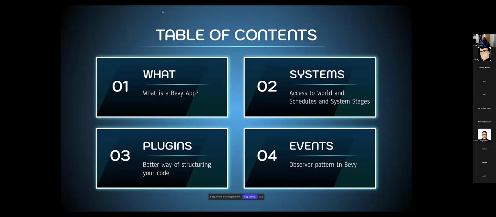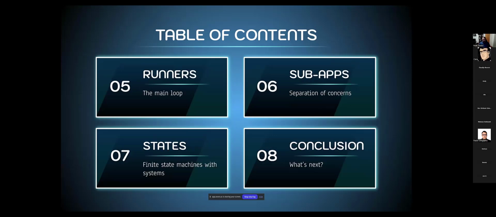So we're going to cover a few things. We're going to talk about what is the Bevy app. We're going to talk about how the systems now access the world and the schedules that we talked about in the last talk. We're going to talk about plugins, which is a better way of structuring our code. We're going to talk about events, which allow you to signal other parts of the code at a distance. We're going to talk about runners, sub-apps, and states.